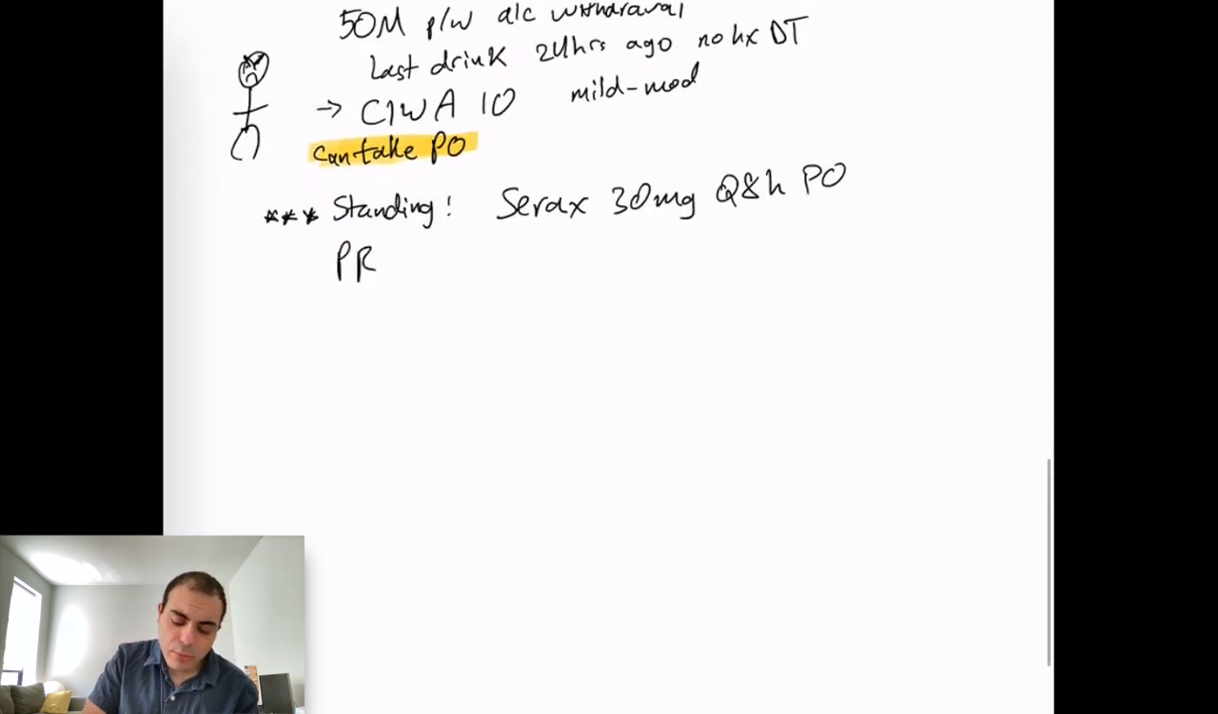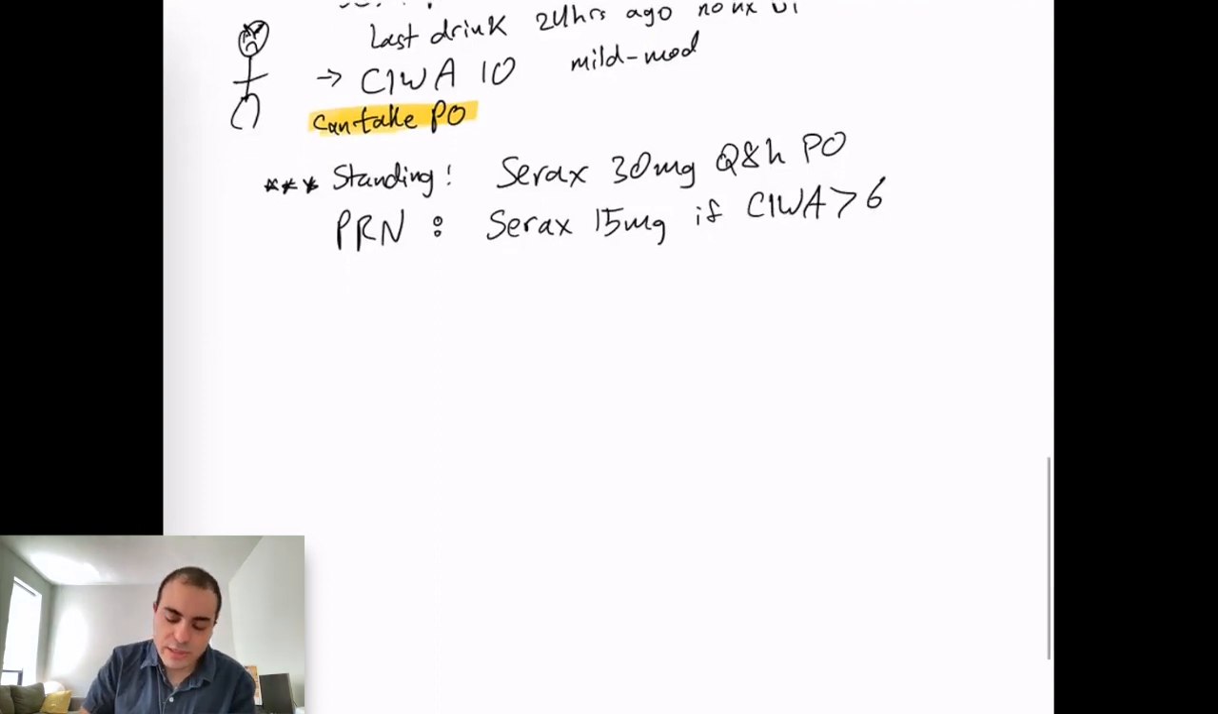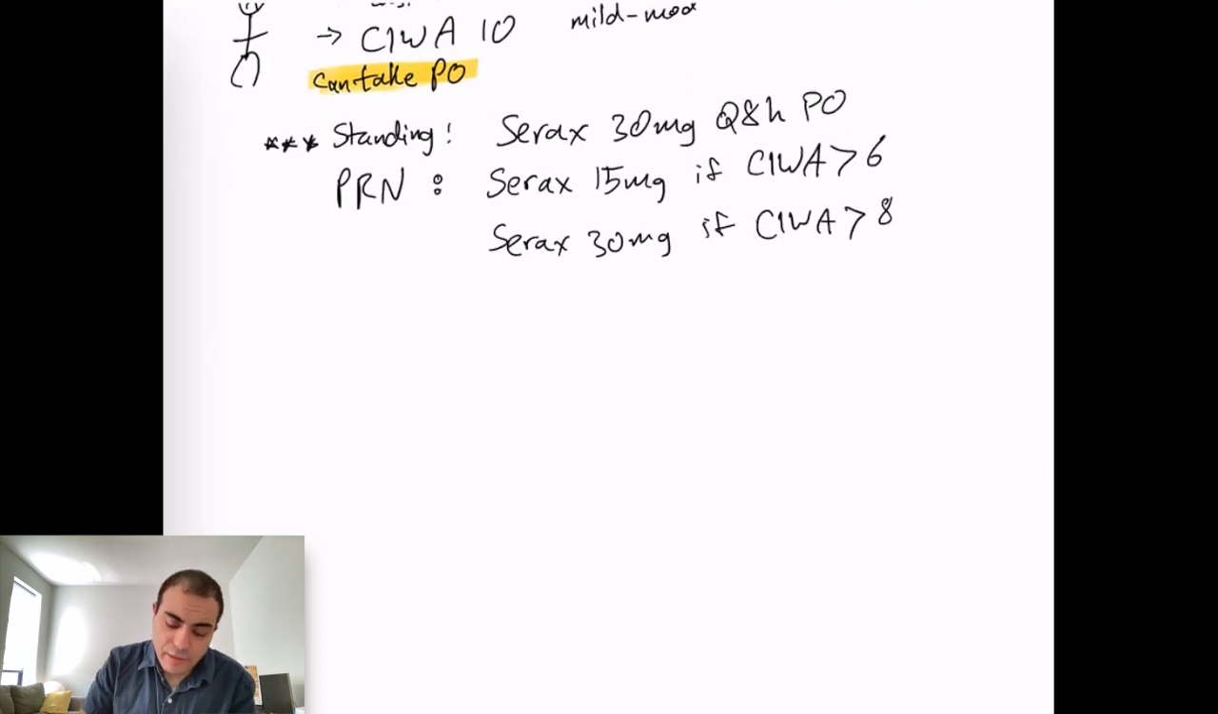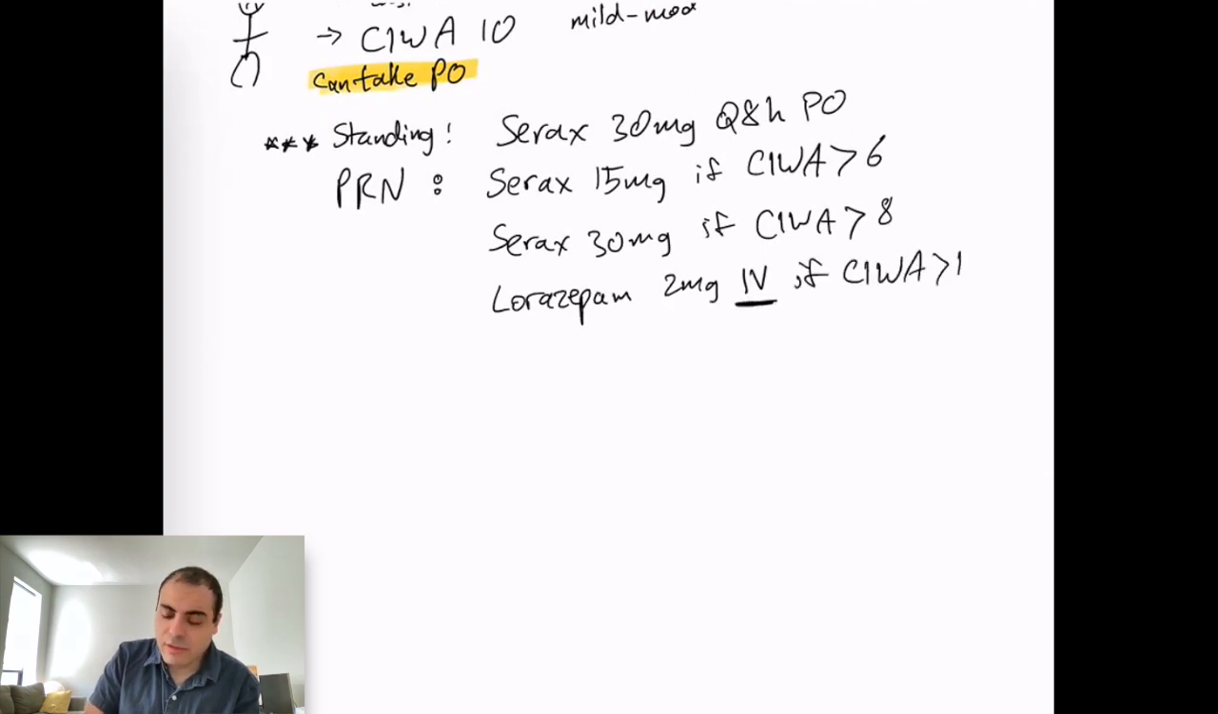Then you're going to put the PRN orders, and the PRN orders are going to depend on the amount of withdrawal. So you can give them extra Serax, for example 15 milligrams, if CIWA is above 6, let's say. Then you can say, give Serax 30 milligrams if CIWA is above, let's say, 8. So it might be like that. And then the final one is you can say, give lorazepam or Ativan like 2 milligrams IV if CIWA is above like 10.